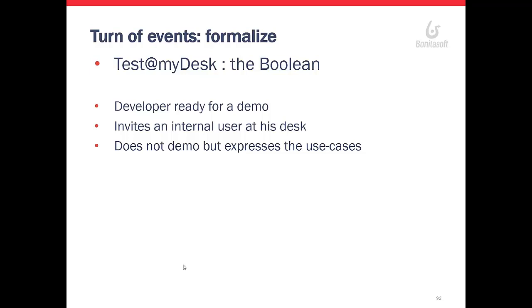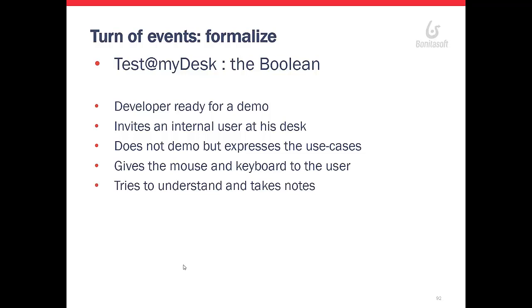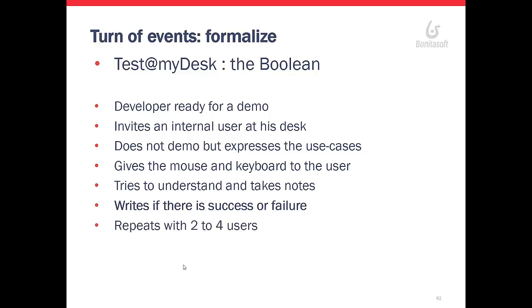So there is no demonstration, but the developer expresses the use cases we have implemented. Then he gives the mouse and keyboard to the user. Then he tries to understand what's going on, and he takes notes. So he does not explain, he does not show how well or how good the feature is, but he just watches what's going on. And then he needs to write if there is success or failure in the use cases, in the scenario the users needed to perform, the task he wanted to perform.